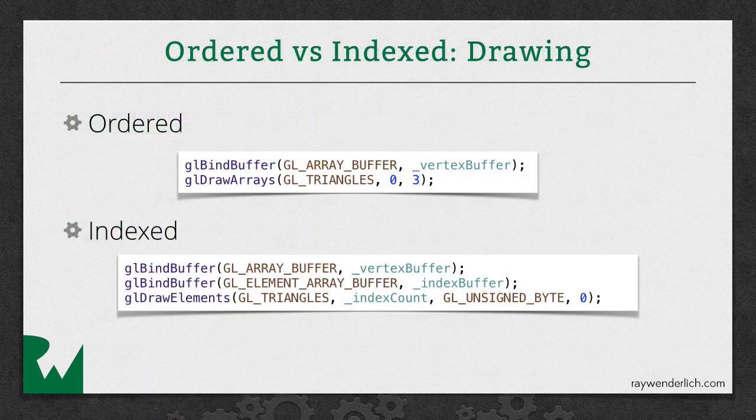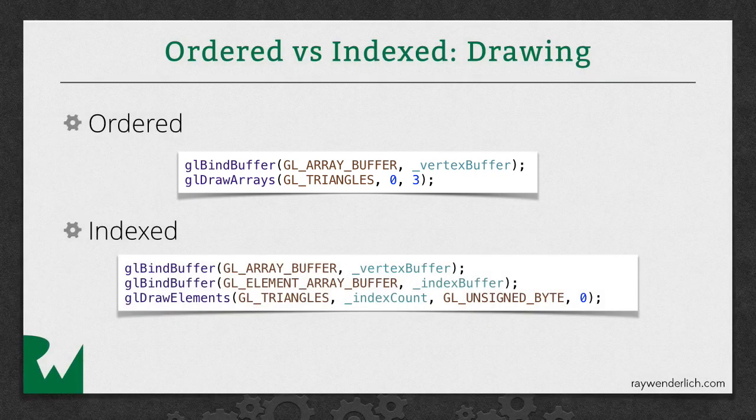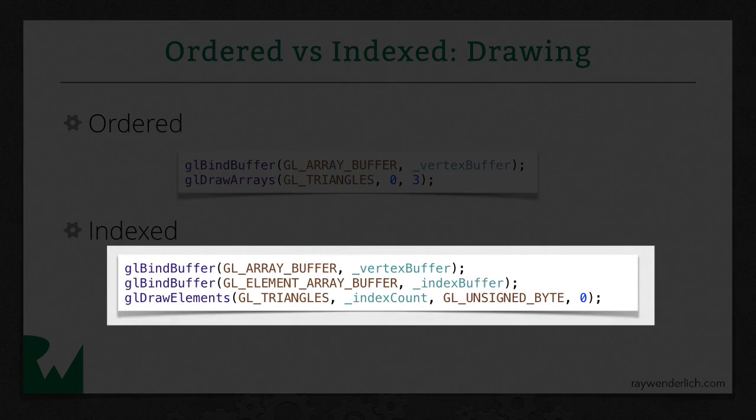Let's also take a look at what the draw code looks like between ordered and index drawing. So in ordered drawing, you've seen this. You bind the vertex buffer to the GL array buffer slot, and then you call GL draw arrays. Well, for index drawing, it's a little bit different. You still bind the vertex buffer as usual, but you also have to bind the index buffer to the element array buffer slot. Instead of calling GL draw arrays, you call GL draw elements.